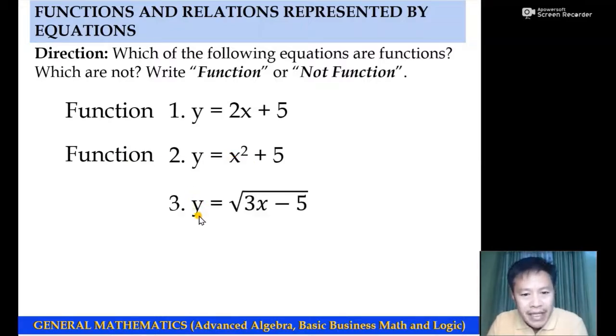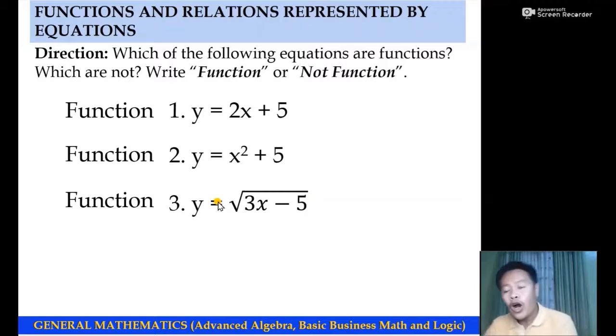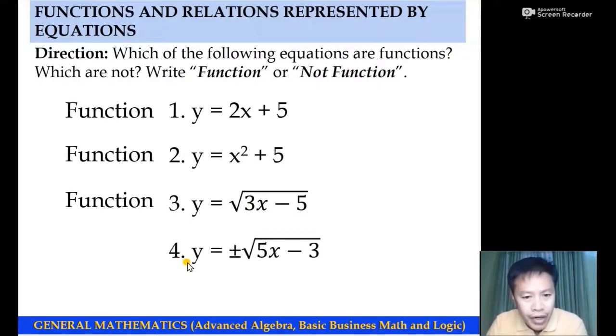Number 3, observe the exponent of y. The exponent of y is 1. And you're going to observe you have only one sign here, positive only. And therefore, this is a function. And this type of function is square root function. And this is half of the parabola opening to the right. This is a function. And this is 1-to-1. Because the exponent of x here is 1. And that is odd. We will proceed with number 4.